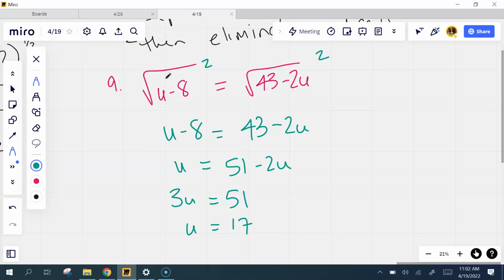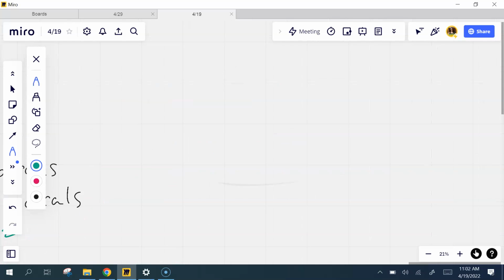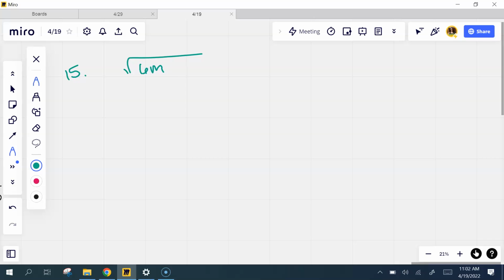You're ready to kick it up a notch? So we've got two different situations. One radical, we isolate. Two radicals, we separate. Okay? But what happens? You got that? What happens if I'm in a situation like number 15? I have one radical, but I've got some other stuff over here. It's not just a number, stuff. The radical's isolated. I've done that. What can I do now?